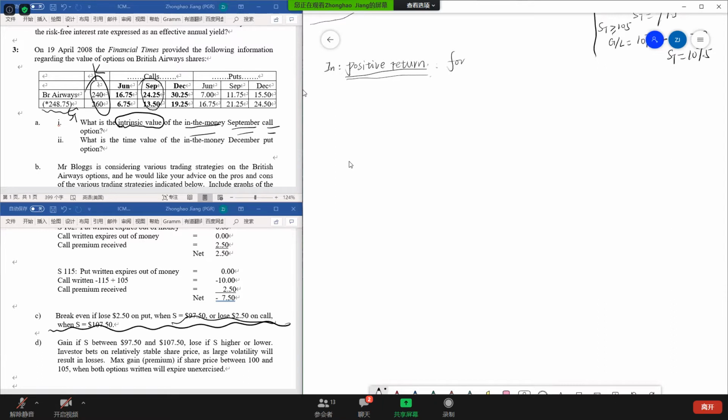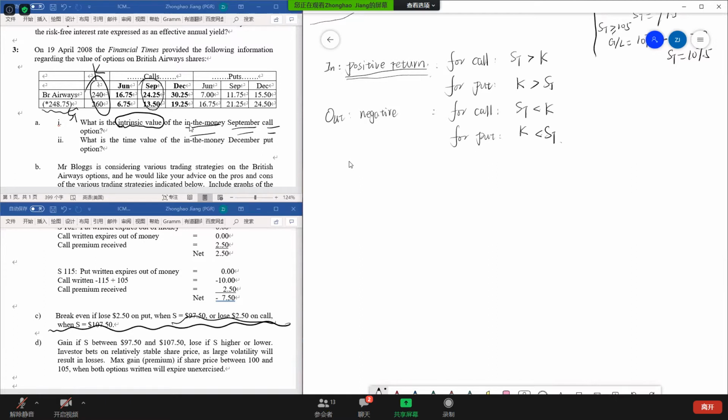So for a call option, it means the spot price is larger than the exercise price. And for a put option, it means the exercise price is larger than the spot price. And out of the money means negative return. So for a call option, the spot price is smaller than the exercise price, and for a put option, the exercise price is smaller than the spot price.